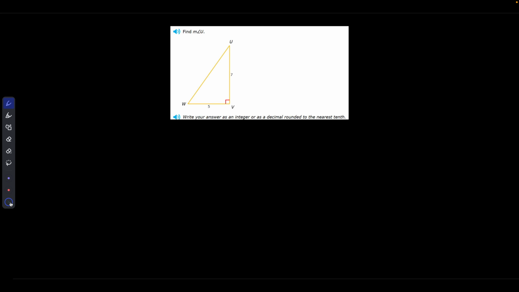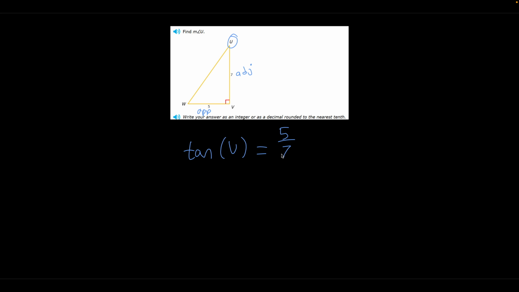All right, so here is our problem. It says, find the measure of angle U. So we are looking from the perspective of angle U here. They give us the opposite side and the adjacent side. So we need to think, what trig ratio uses opposite and adjacent? That would be the tangent, right? So the tangent of U is equal to the opposite side, which is 5, over the adjacent side, which is 7.